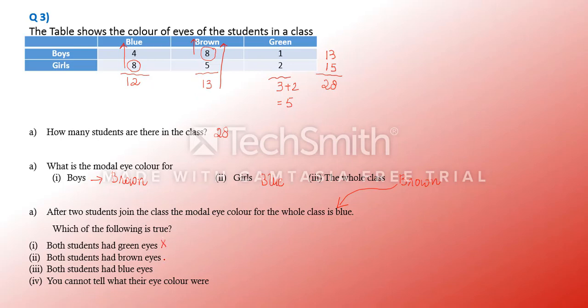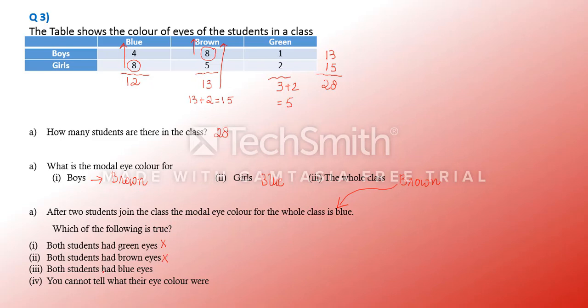Let us look at the second option. Both the students had brown eyes. So if both the students had brown eyes, the new frequency for the number of brown-eyed students would become 13 plus 2, which is equal to a 15, in which case 15 would become the maximum value and the modal eye color would remain to be brown. It was anyways brown and it would continue to be brown and it would not change to blue. So which means this option is also incorrect.